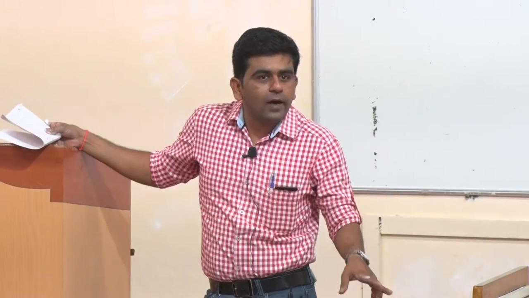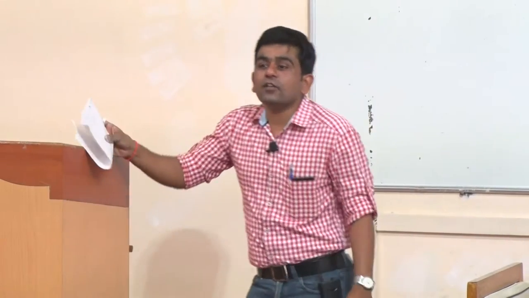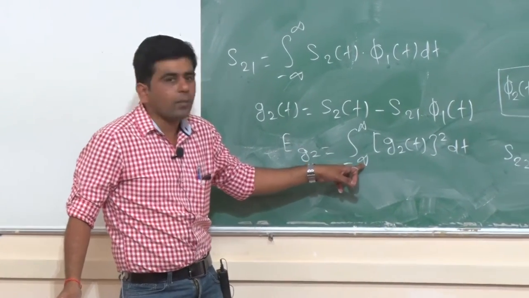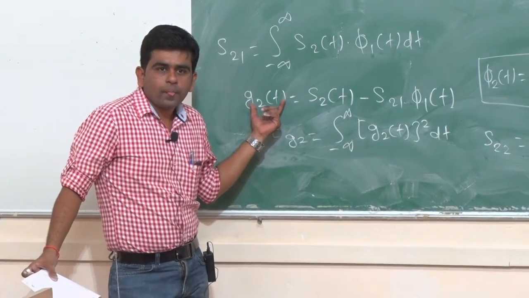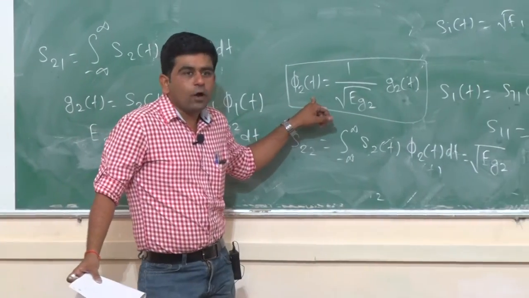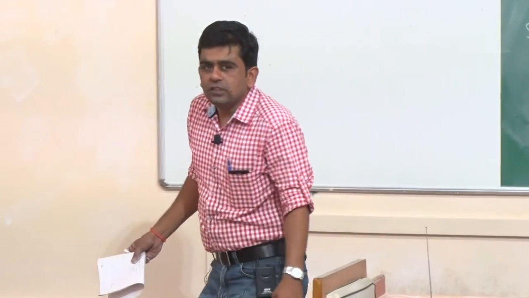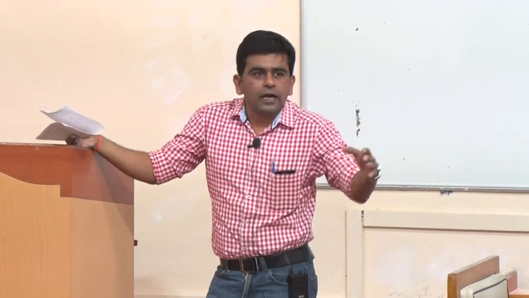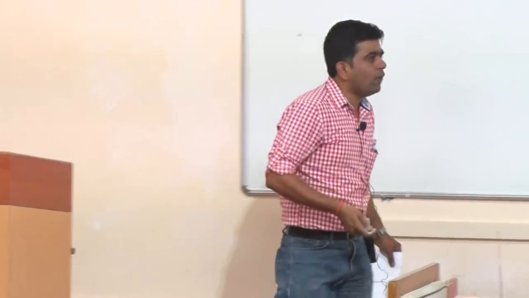Have you got it? This is your third intermediate function. Now we can see that the energy associated with this signal, this is nothing but capital Eg3, is equal to integration over minus infinity to infinity of the intermediate function g3 of t squared. So the third basis function phi 3 of t is equal to 1 by root of the energy associated with intermediate function g3 of t into the intermediate function g3 of t. It still continues up to the last basis function, which is k. So write down for the last basis function for signal sk of t.